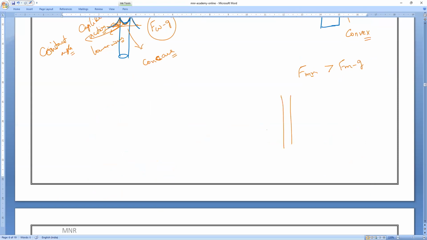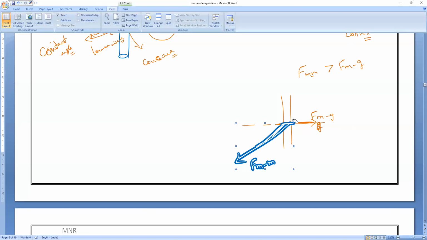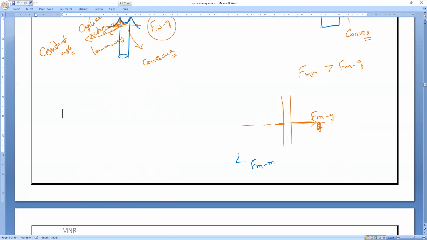So what will happen if I take the mercury, everybody? The perpendicular force which is acting between the mercury and the glass is FMG. Okay. And the force of attraction between the mercury particles away from them is FMM. Then net force will act between them. So this is the pressure which is exerting out from it.